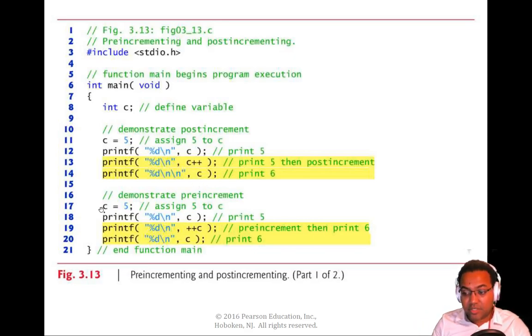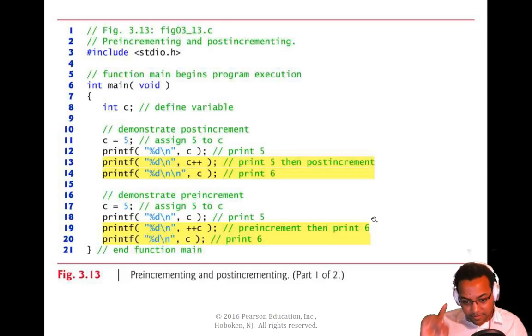In this case, in the next one, C equals 5. So if I print C, it's 5. But what I'm saying is increment whatever's in C before you run the expression. So then it runs the expression printf, and the number is now 6 instead of 5. That's the difference. If that's confusing, rewind it, listen to it again. It can be very confusing.